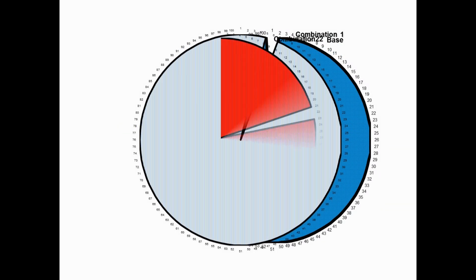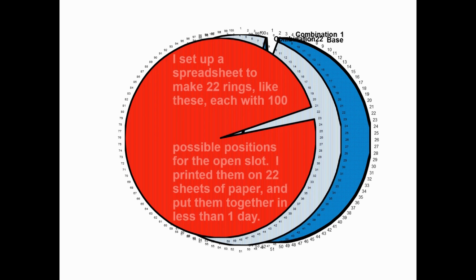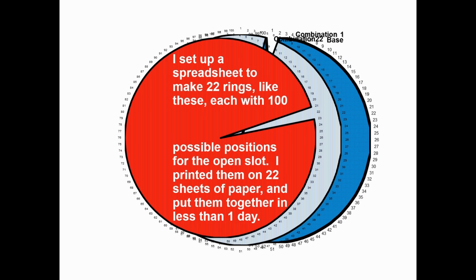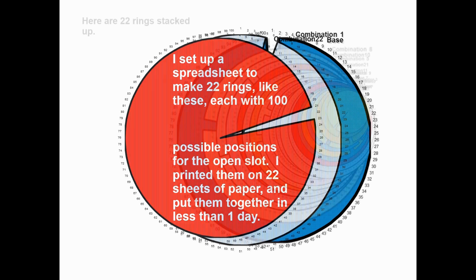There's the base, there's ring 1, 2, and what we did here was set up a spreadsheet to make 22 rings, each with 100 possible positions. This still gives you 10 to the 44th, as 100 to the 22nd power is the same as 10 to the 44th power. So after making these rings, these pie charts on a spreadsheet, printed them out, cut them out, and put them together easily in less than one day.